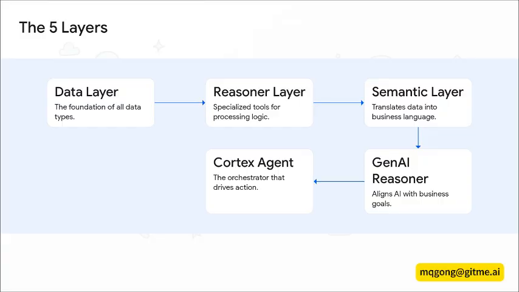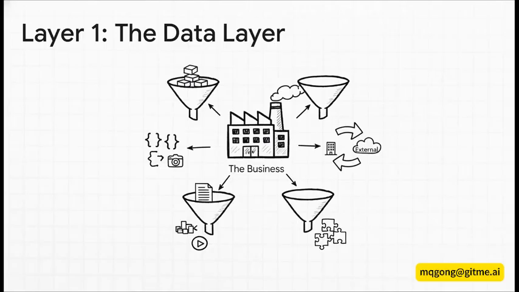Let's start at the foundation, layer 1. First up, the data layer. This is the 5 senses of the business. Its job is to gather a massive variety of information from every possible source you can imagine. And I mean everything, your structured SQL tables, your semi-structured JSON, and all your unstructured data like PDFs, images, even video files, pulling from both inside and outside your company. You have to have a complete picture.